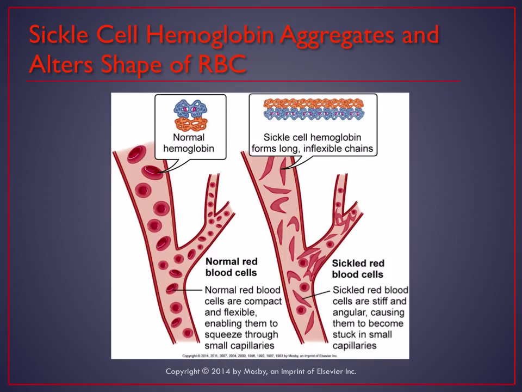So the shape helps the red blood cells squeeze through small capillaries for body perfusion, but when they are sickle red blood cells, they are stiff and angular, and they become stuck in small capillaries. The major pathophysiologic event is the sickling of RBCs. Sickled RBCs become rigid and long and crescent shaped.